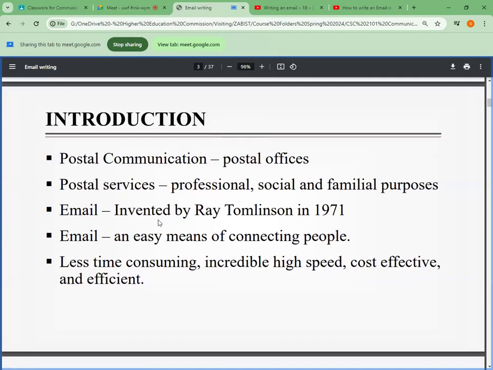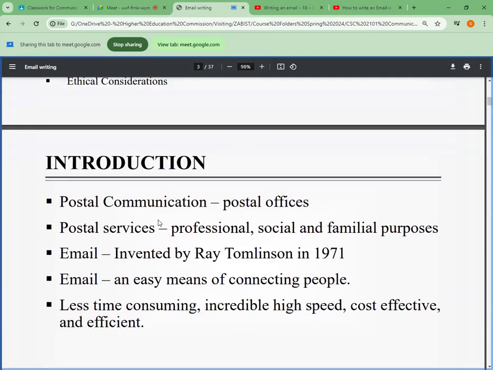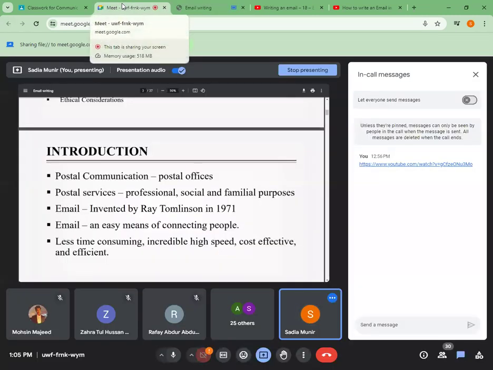As far as introduction is concerned, email has definitely swapped its place with postal communication and postal offices. Professionalism, social and family life or familial life could be there when we are using email addresses or emails. It was invented by Raymond Tomlinson in 1971. It's an easy means, a tool to connect with each other.